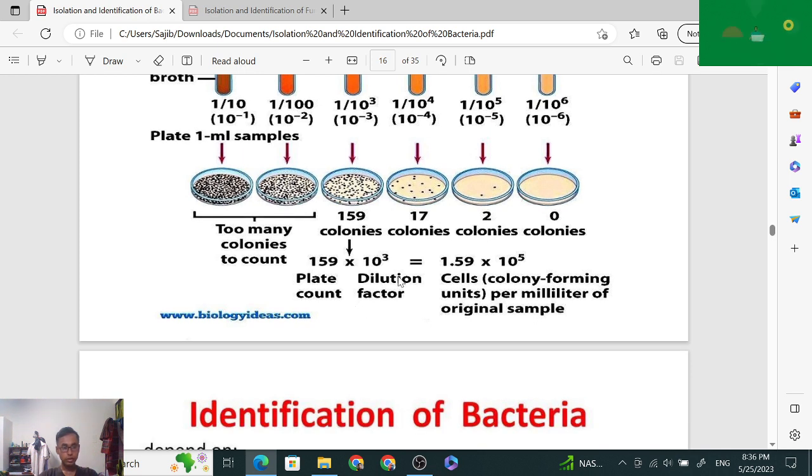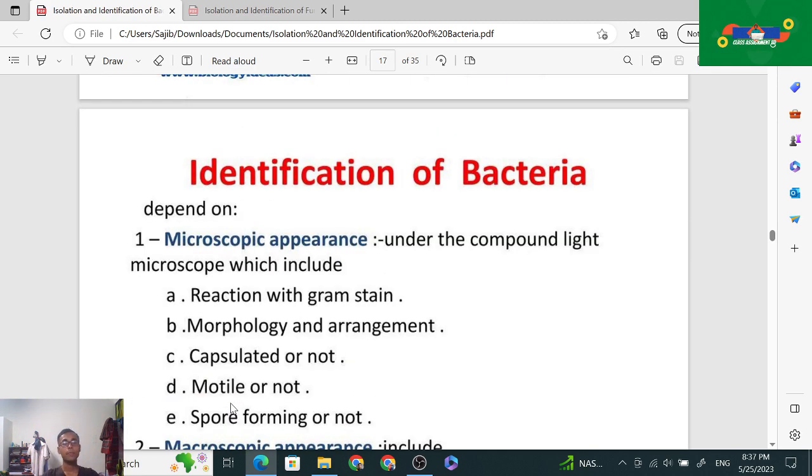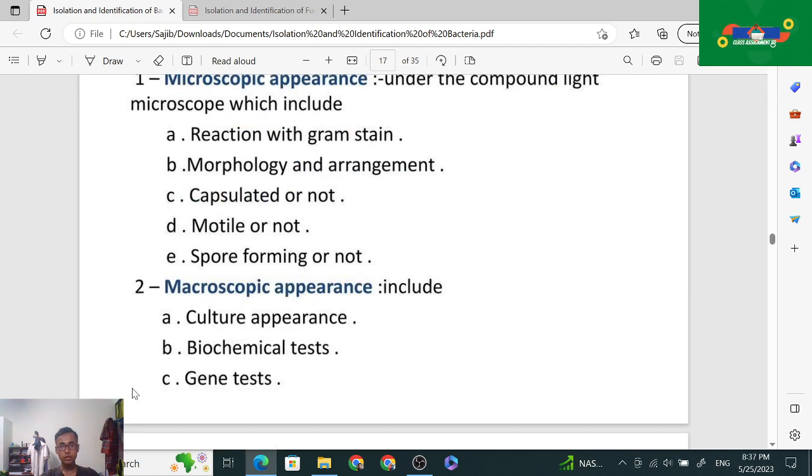So the dilution factor and plate count, if we multiply these two things, then we can find 1.59 into 10 to the power 5 number of cells, which is the colony forming units per milliliter of the original sample. Then identification of bacteria depends on the microscopic appearance under the compound light microscope, which includes reactions with the Gram stain, morphology and arrangement, capsulated or not, motile or not, spore forming or not.